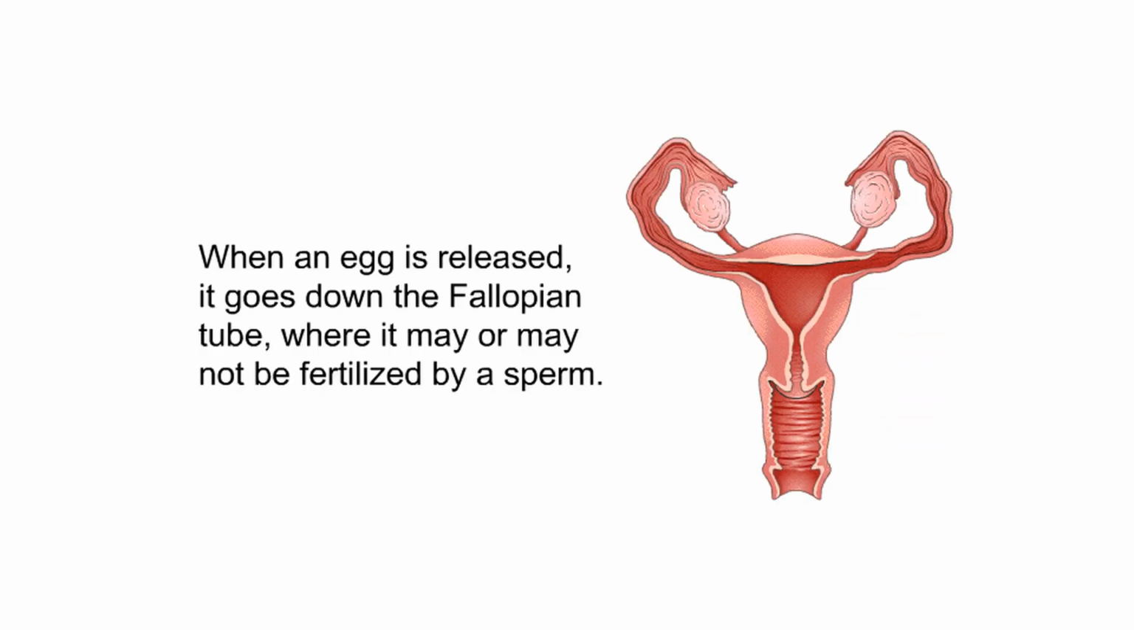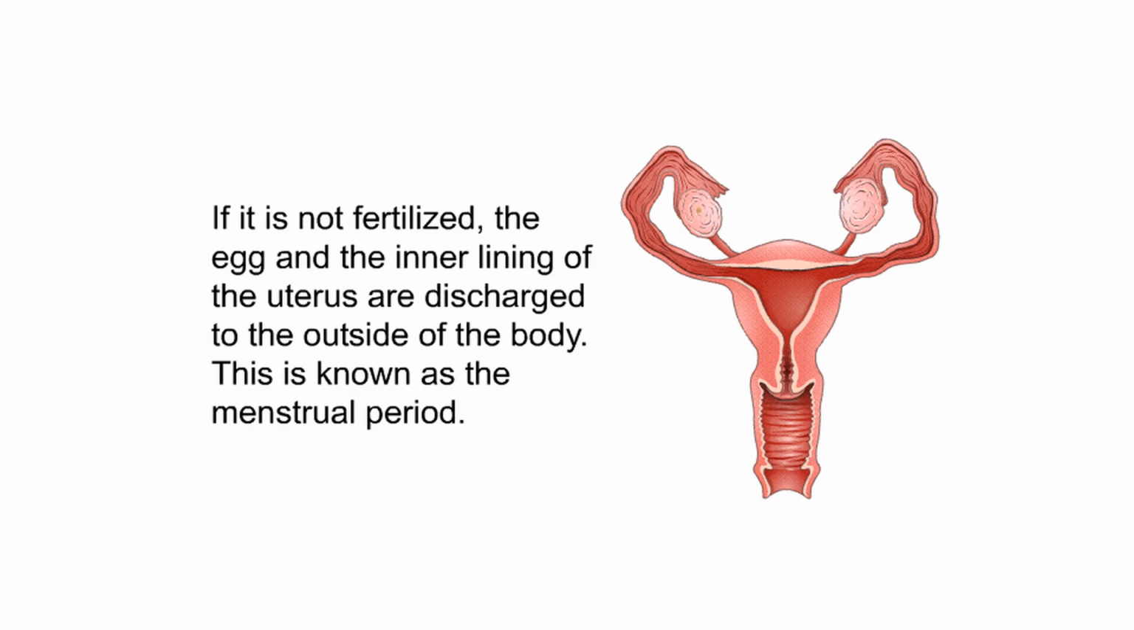When an egg is released, it goes down the fallopian tube where it may or may not be fertilized by a sperm. If it is not fertilized, the egg and the inner lining of the uterus are discharged to the outside of the body. This is known as the menstrual period.